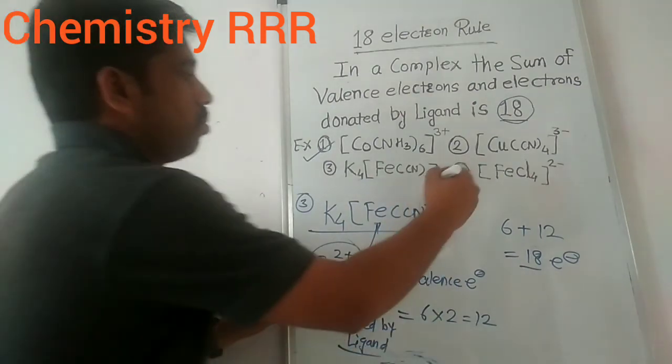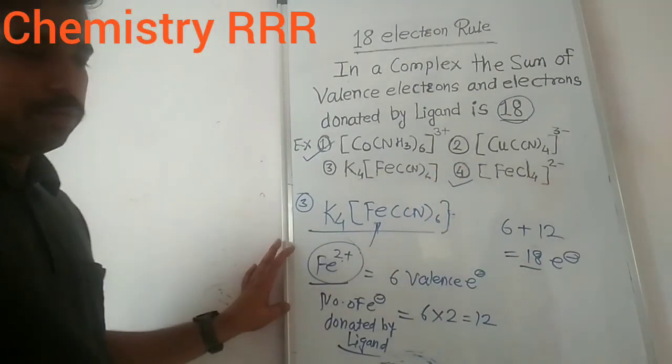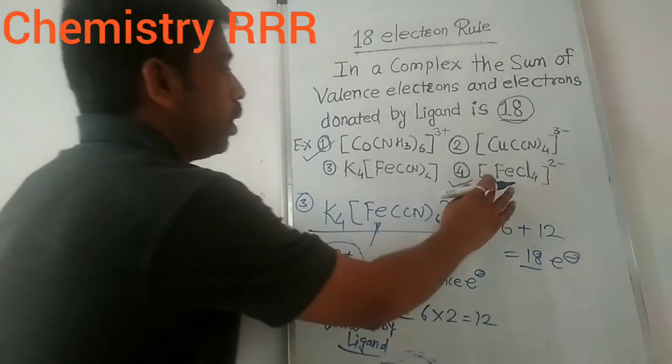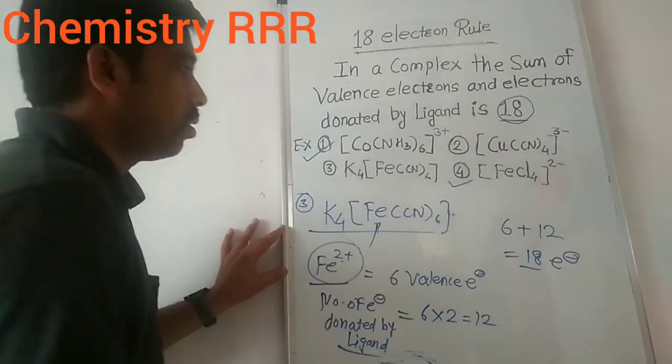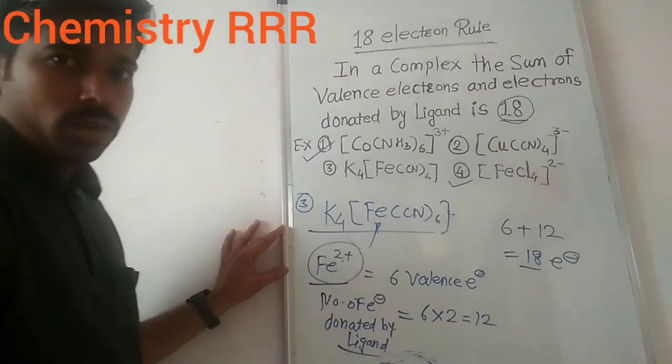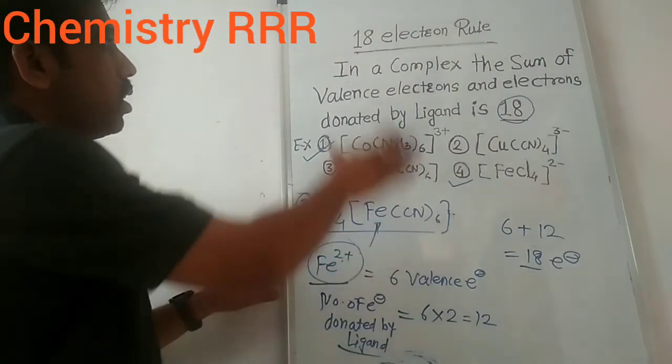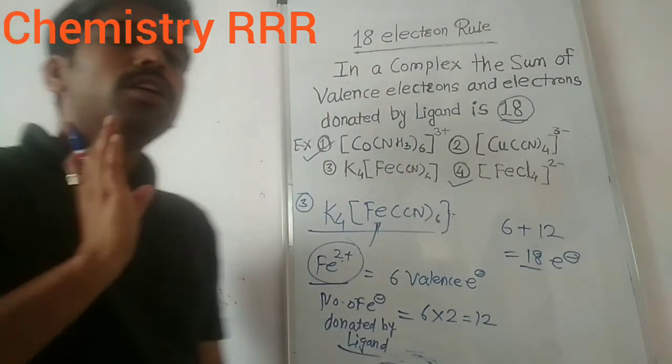This is for your homework. Try this example and post your answer in the comment section. Now, this is all about the 18 electron rule.